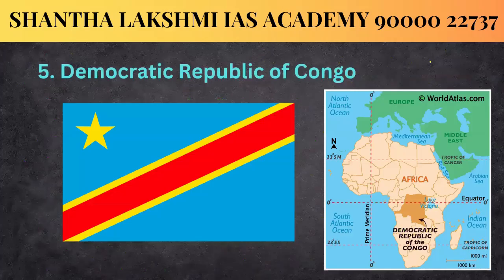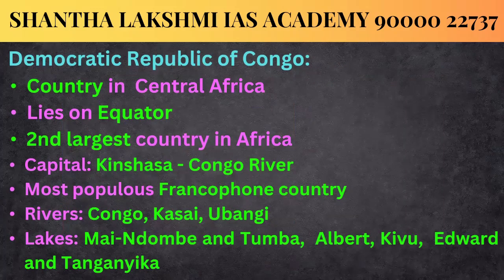And moving to the final topic, that is the DRC, Democratic Republic of Congo. We can see here, it is in the African continent. It is a country in Central Africa. It lies on the equator and it is the second largest country in Africa. So what is the first largest country in Africa by area? That is Algeria. Its capital is Kinshasa, which is situated on the Congo River.